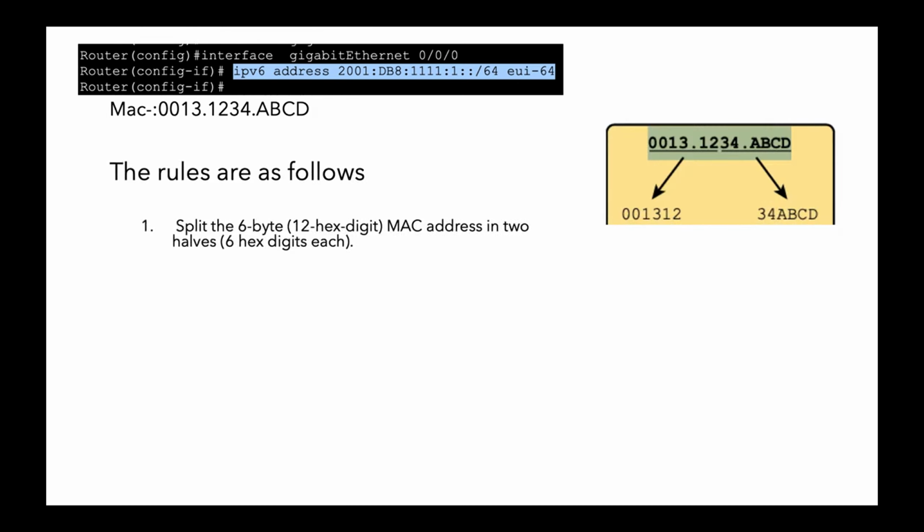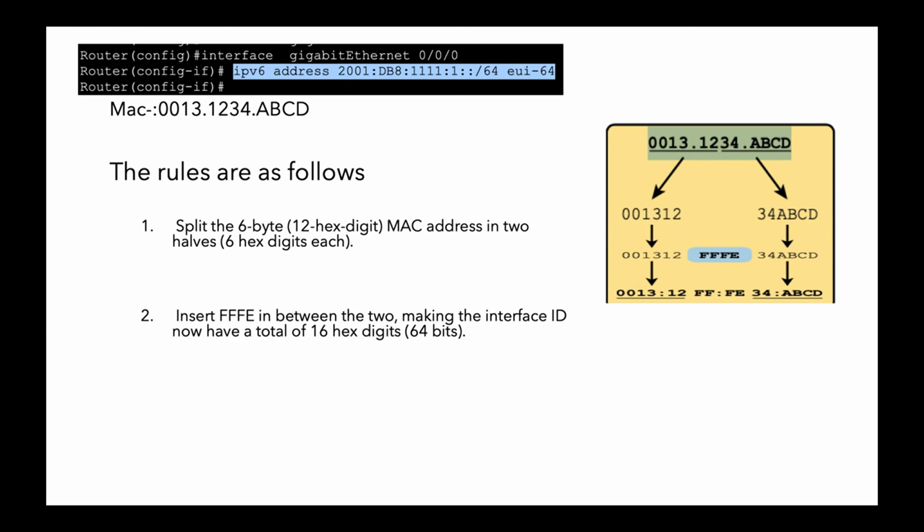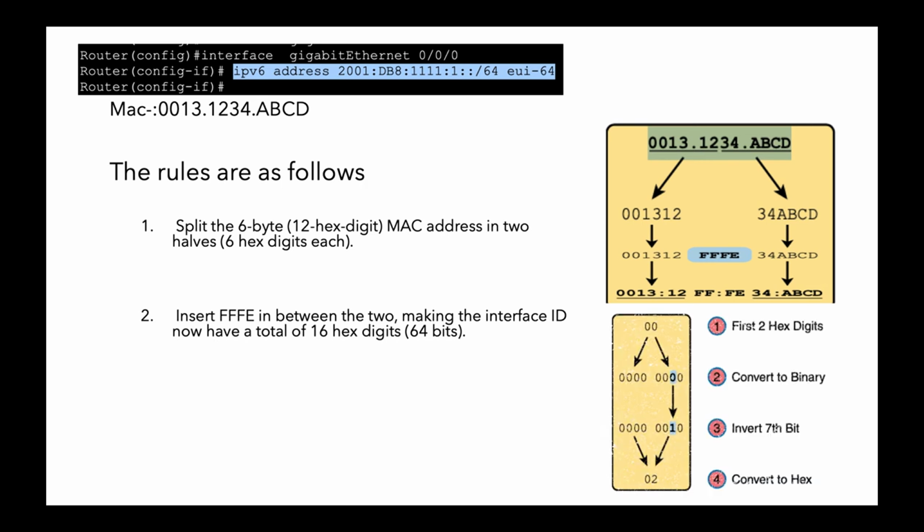Split the 6-byte, that is 12 hex digit, MAC address into two halves, 6 hex digits each. Then insert FFFE in between the two, making the interface ID now have a total of 16 hex digits, that is 64 bits. Third rule, invert the 7th bit of the interface ID.